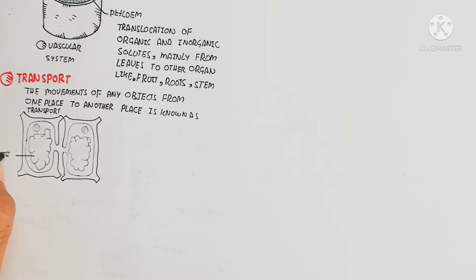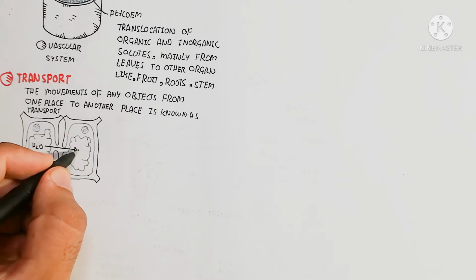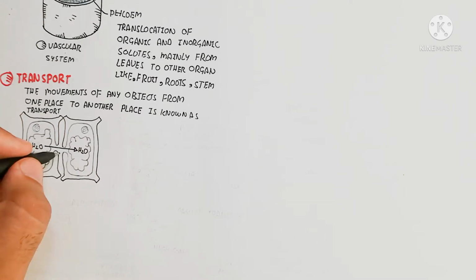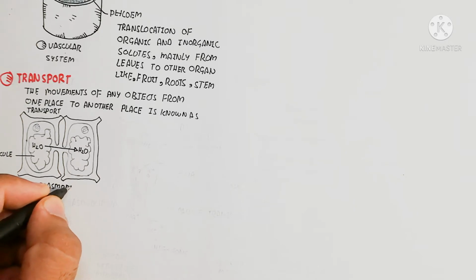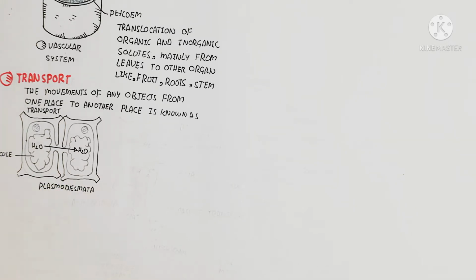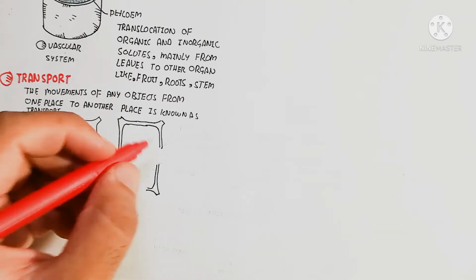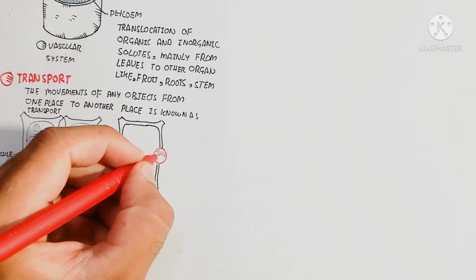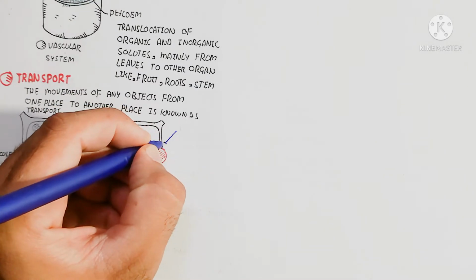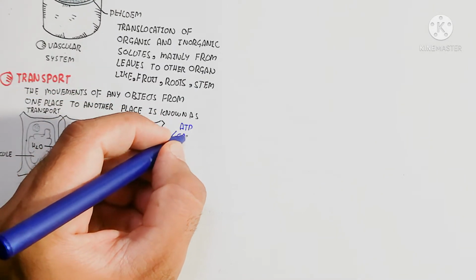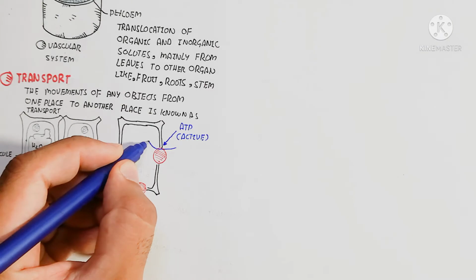For example, if the water concentration is higher in one cell, the water moves toward the lower concentration of water. So plasmodesmata is the major pathway for the movement of water between cells. Cell to cell connection is made by the plasmodesmata, a junction-like structure which we are not covering in this video, but later on we will discuss it in the next video.